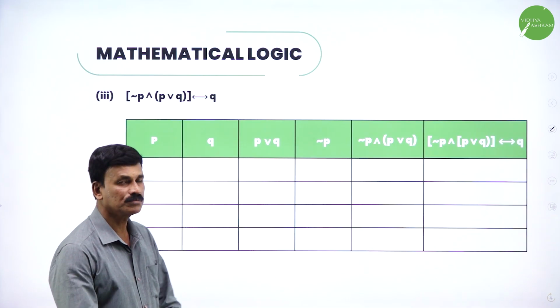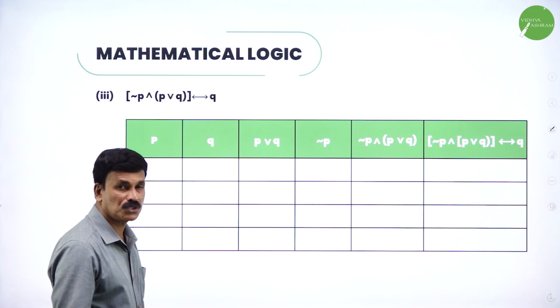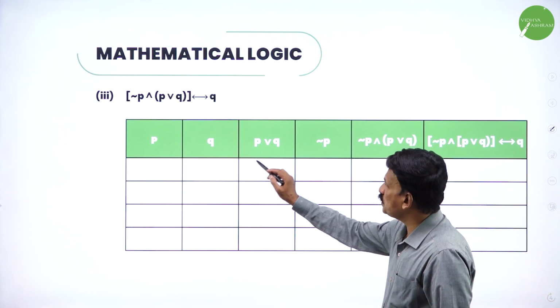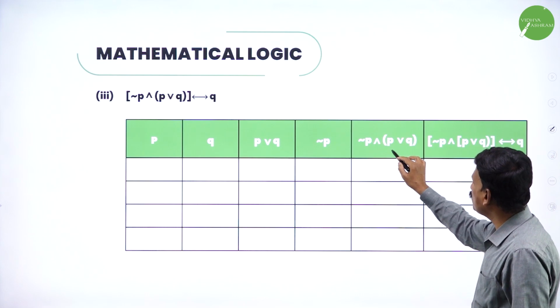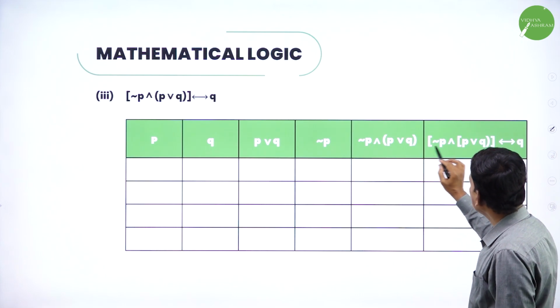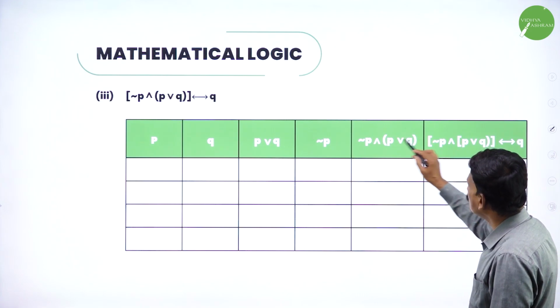Similar type problem. Negation of P conjunction P disjunction Q, biconditional to Q. Now just write down P, Q, P disjunction Q, negation P. Again the first part, negation P conjunction P disjunction Q. Then the biconditional of this and Q.